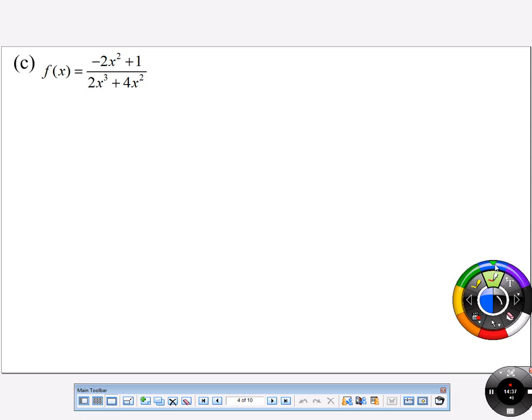So they have a greatest common factor of 2x squared. So the numerator will stay how it is. And in the denominator, I will factor out a 2x squared. And I will get x plus 2. Right? And now that it's factored, I can try to answer all those questions I have to answer.